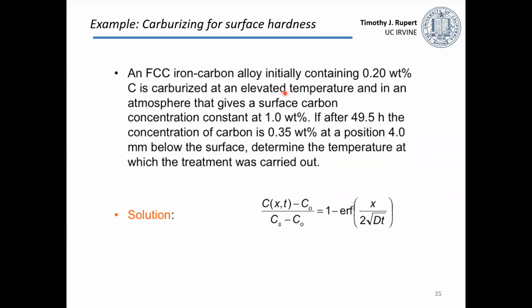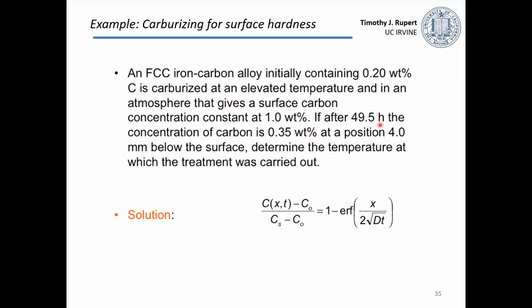So let's look at a few examples. I'm going to say we want to take an FCC iron carbon alloy which initially has 0.2 weight percent carbon, and we want to do that surface treatment, that carburization, where we can try to change its surface properties. Okay, so what we're going to do is put it in an atmosphere that has a carbon concentration of 1 weight percent, and then we're going to wait for some given amount of time. Here I gave it to you as 49.5 hours.